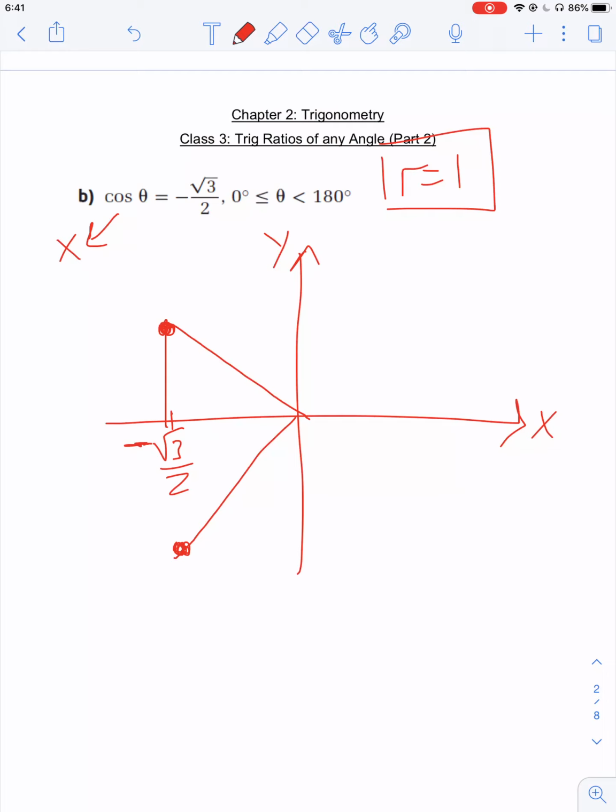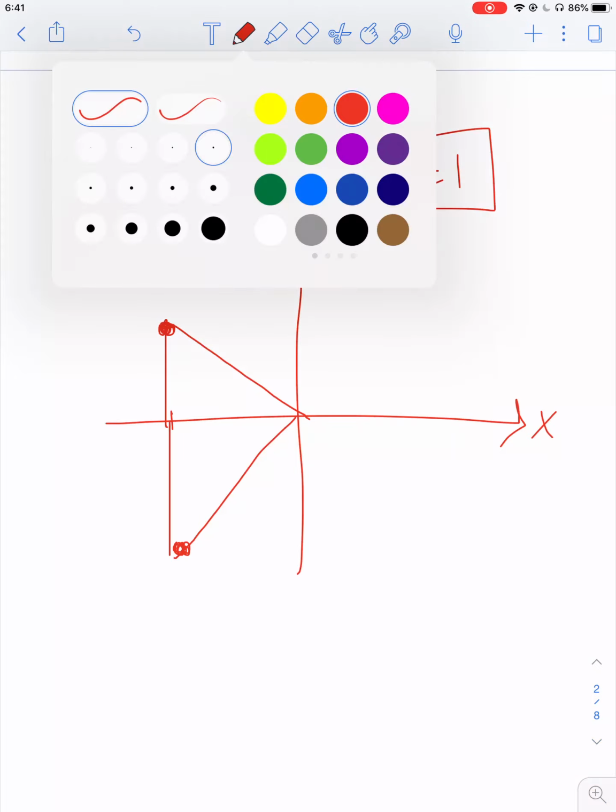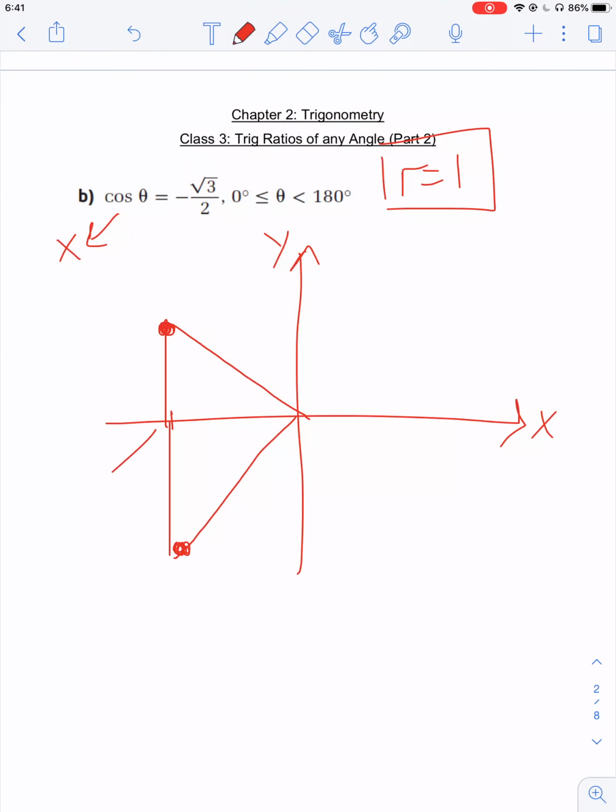Okay, so how should I do this? Maybe let me just erase this, okay? And let me just connect this dot to the x-axis. And then I am just going to write this separately, okay? To point out that this coordinate is actually minus square root of 3 over 2. So if this x coordinate is minus square root of 3 over 2, then that means that the length of this side is square root of 3 over 2.